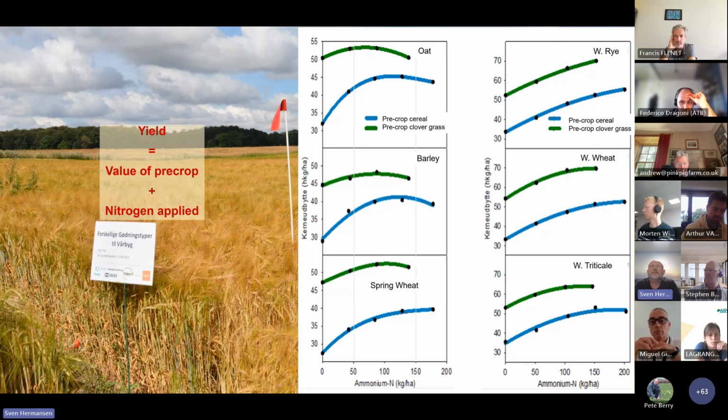So the consideration to take from this is that you need to consider where to use your nitrogen, because in an organic system, nitrogen is a limiting factor in most places anyway. So you have to look at where you can find the best value.